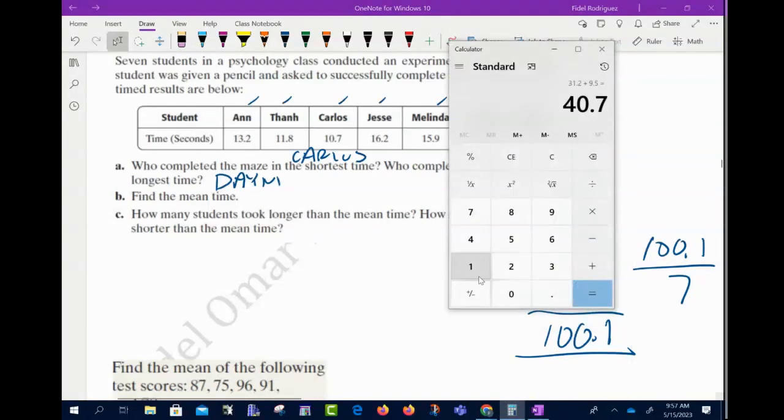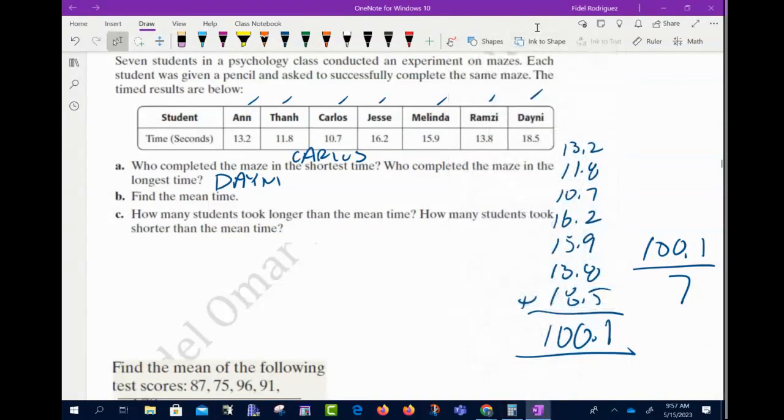14.3. Okay, sorry, I just couldn't hear you. Okay, 14.3. That's the mean time. That's the average time it took, okay?